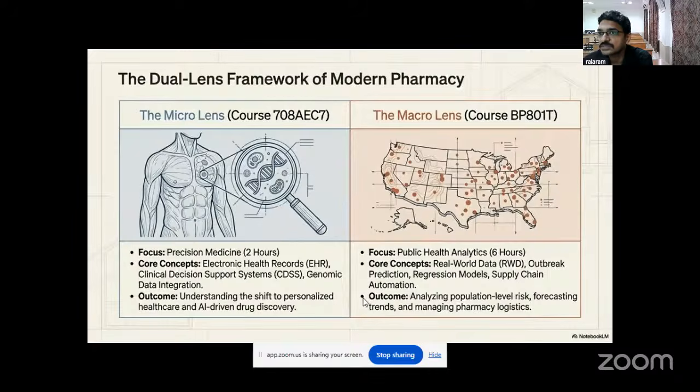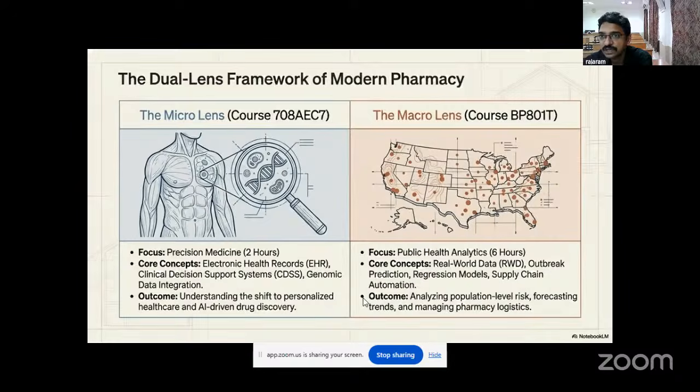Next, if you see the two subjects, we can say one is used as the micro lens and the other as the macro lens. The subject of precision medicine is given unit 4 as 2 hours. The core concepts are electronic health records, clinical decision support systems, and genomic data integration. These are the core concepts that we'll be discussing with the students. The other part, BP801T, talks about public health analytics; unit 4 is given 6 hours. It covers real-world data, outbreak prediction, regression models, and supply chain automation.